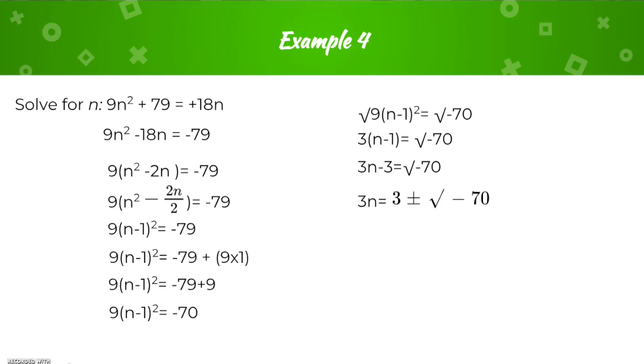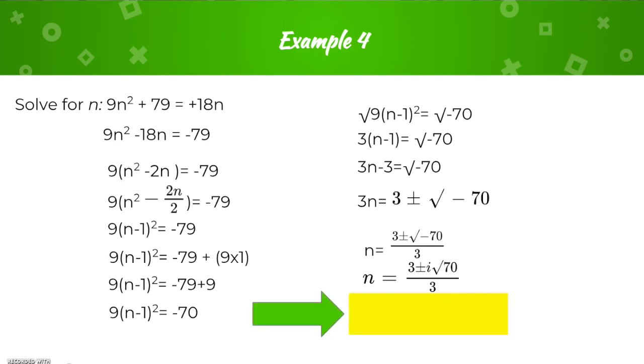But we need to divide everything by 3. So we have 3 plus or minus square root of negative 70 over 3. But since we can't have a negative square root, we're going to use imaginary numbers. So we're going to end up having 3 plus or minus i square root of 70 over 3. And we can cancel 3 over 3. So we end up having as our final answer plus or minus i square root of 70.